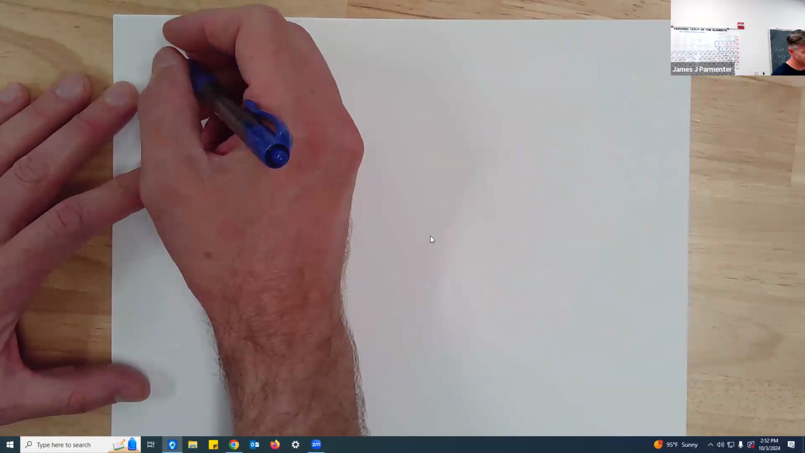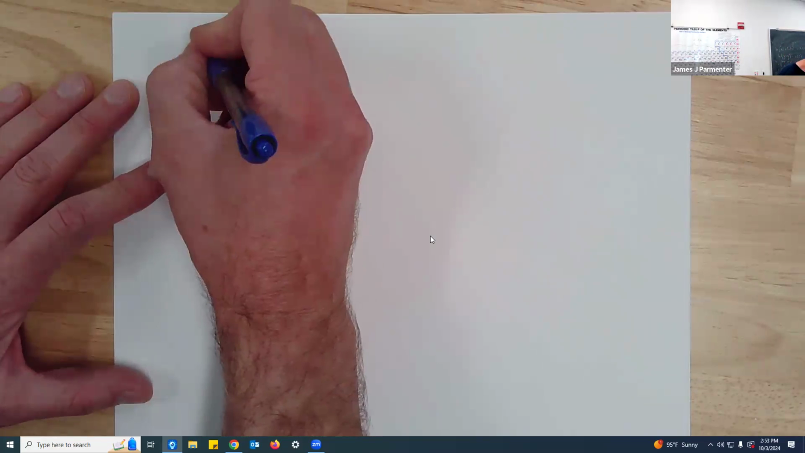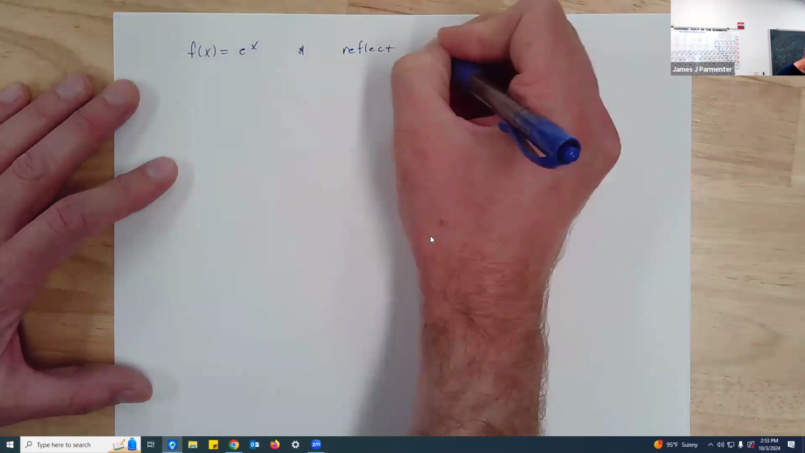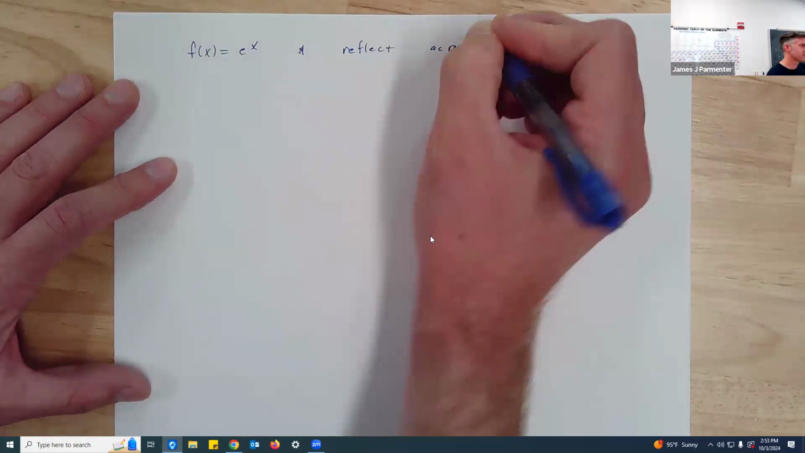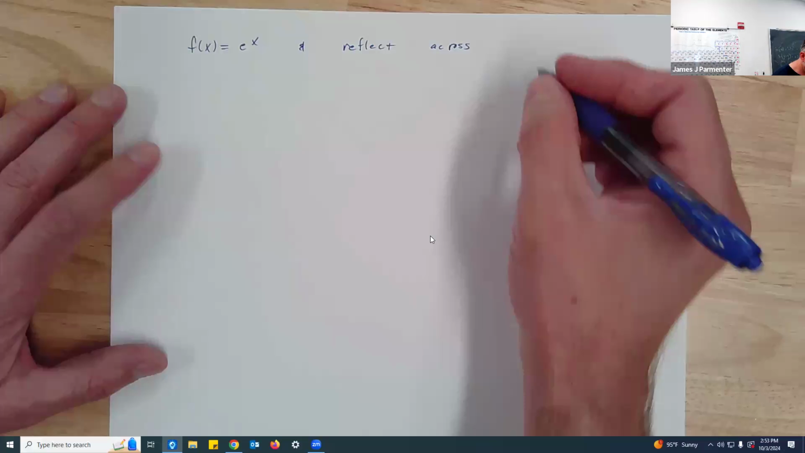So same function. Now we want to take f of x equal to e to the x and reflect it across, let's say, x equal to negative 3.